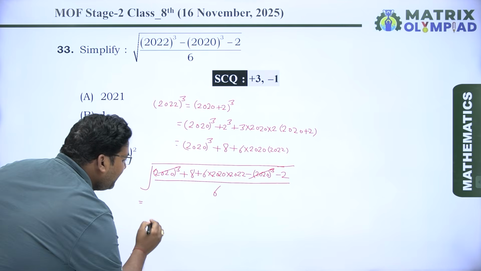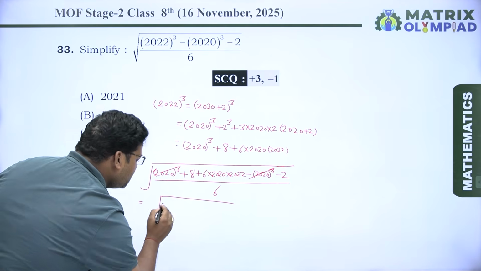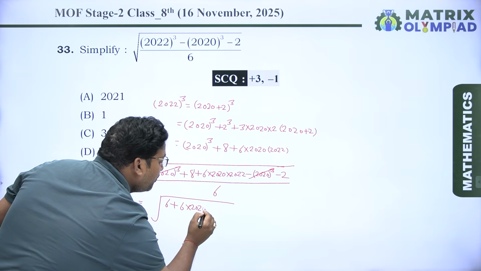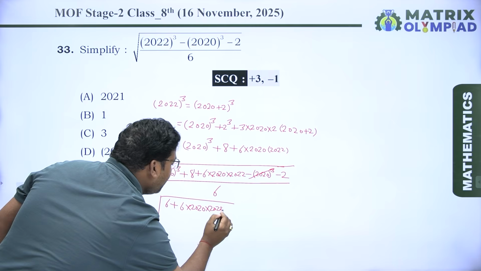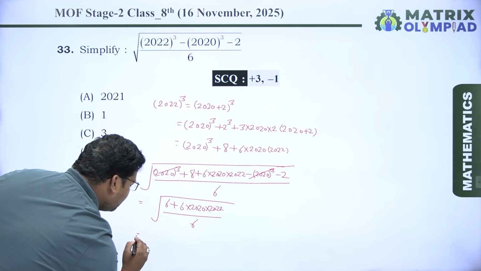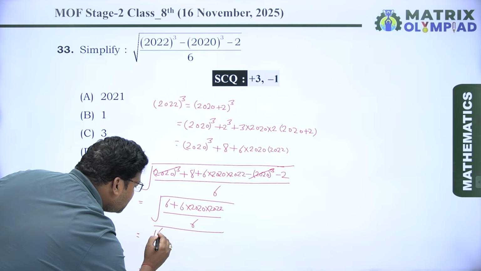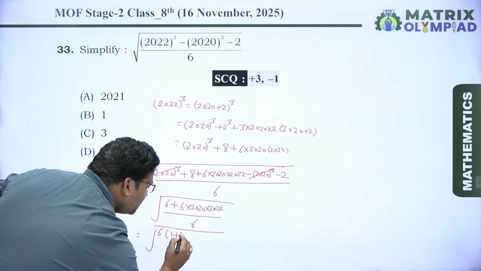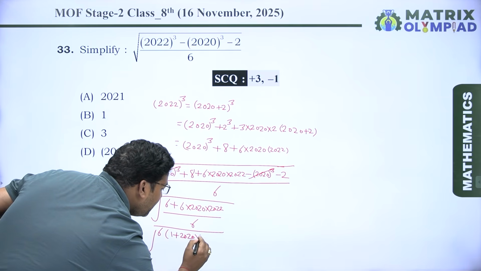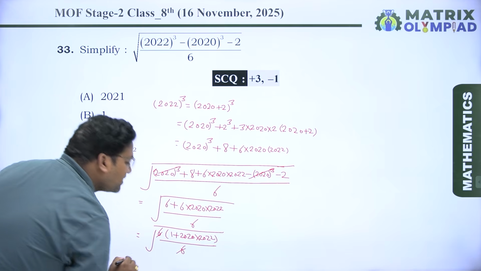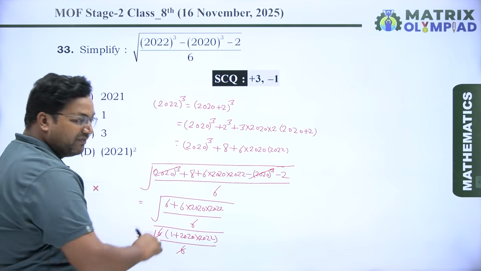So we get 8 minus 2 is 6. So 6 plus 6 into 2020 into 2022 upon 6, which is equal to, here you can see 6 is common in the numerator part. So it is 6 into 1 plus 2020 into 2022 upon 6. 6 and 6 are cancelled out. So we have to simplify this part.